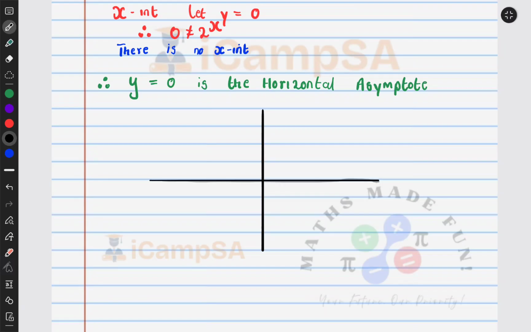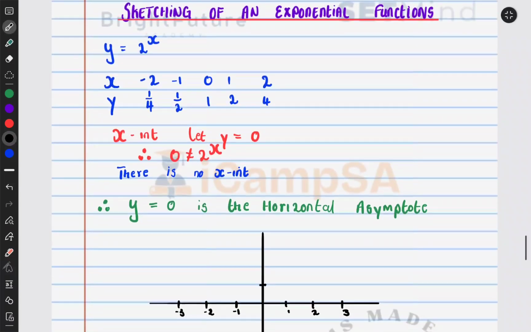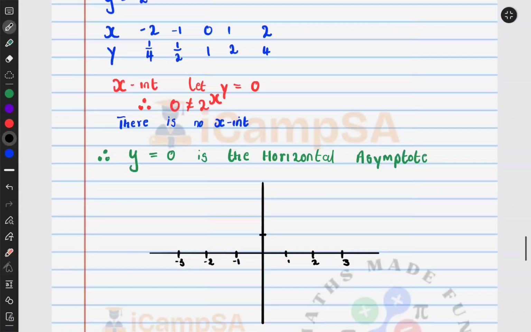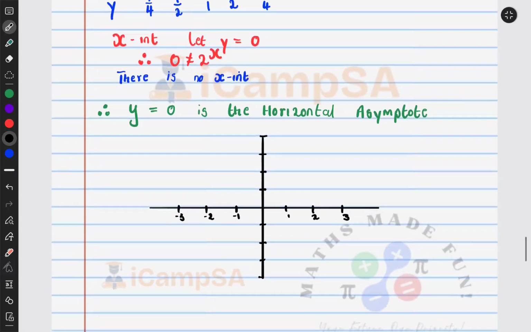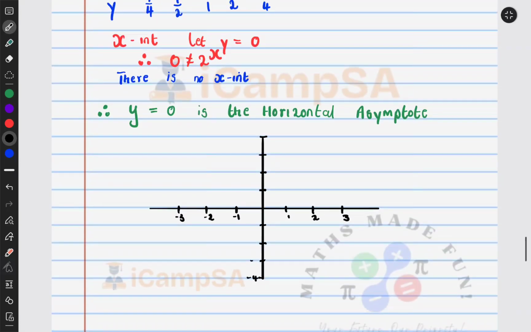Let's sketch our function. We're going to have 1, 2, and 3 on the y-axis, and -3, -2, -1, and for the x values we have 1, 2, 3, 4 and -4, -3, -2, -1.